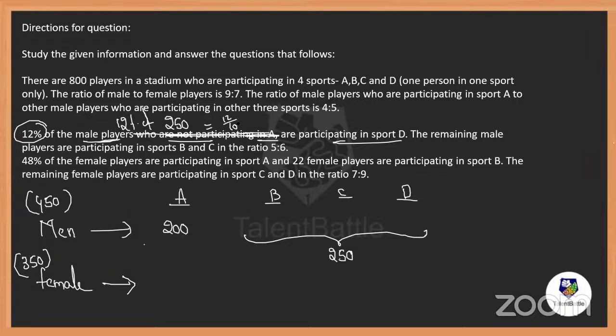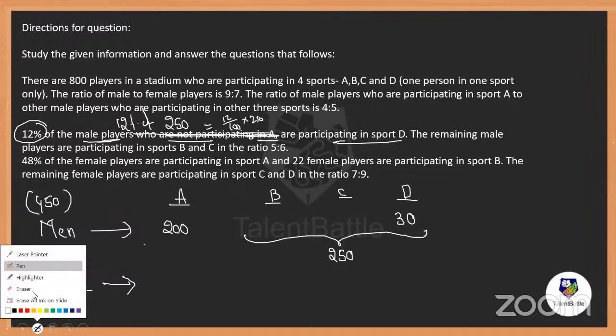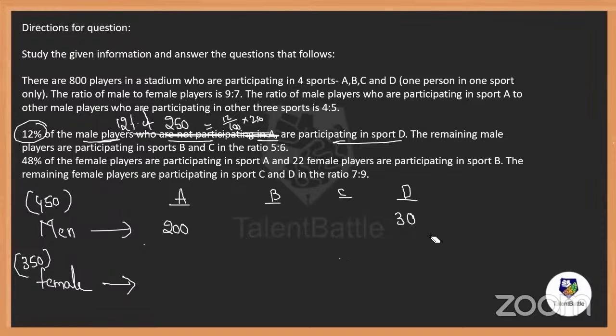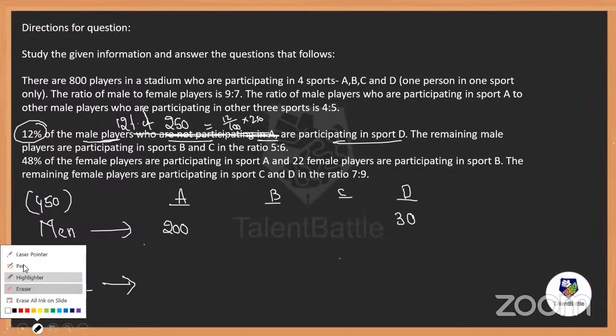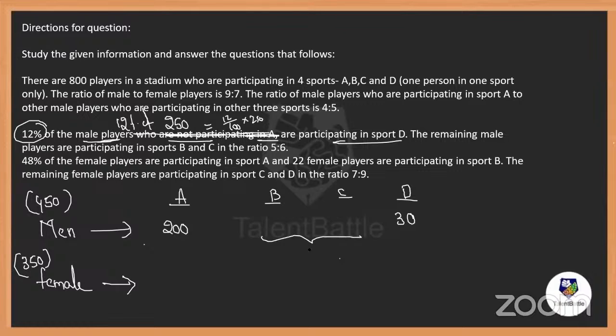12% of 250 means what? 12 divided by 100 into 250, which is 30. So 30 people are participating in D. So if out of 250, 30 are participating there, this will be 220. Total 250, 30 went there, so this will be 220.